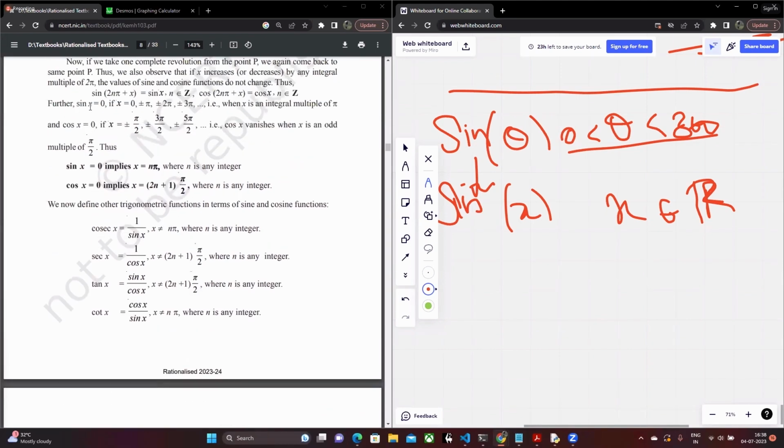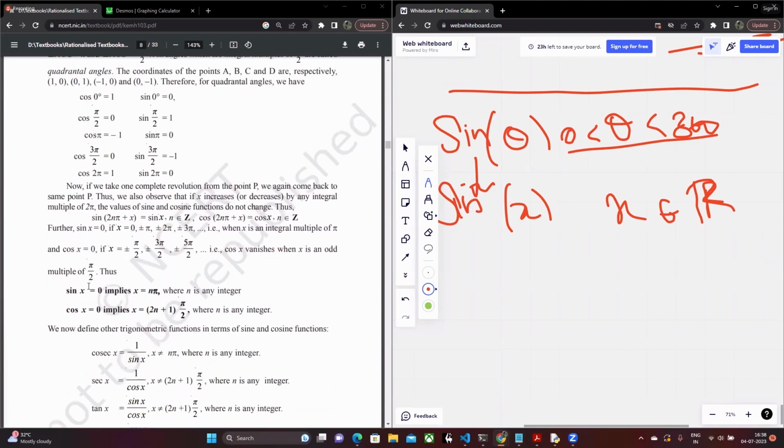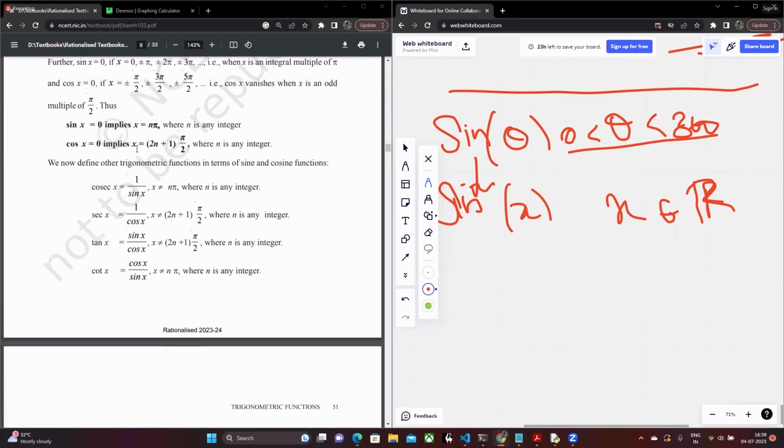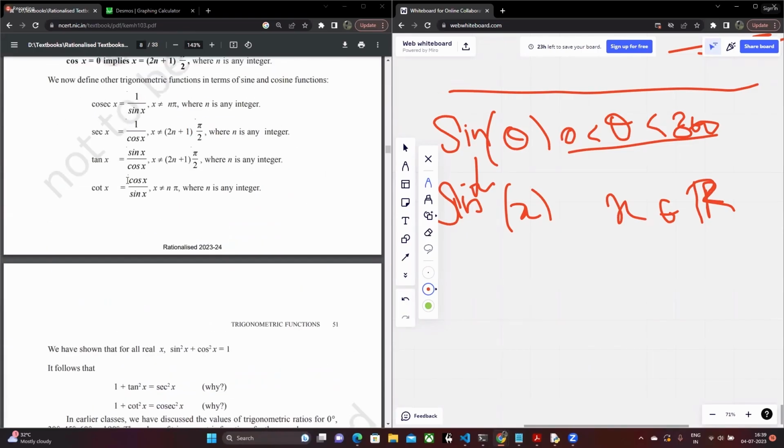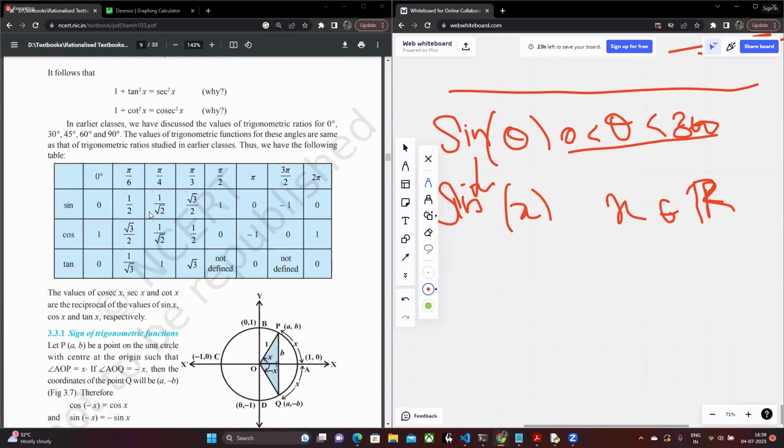So this is basically a solution of a trigonometric equation. Sin x equal to 0 implies that x is n pi, because sine of 2n pi plus x is sin x. And cos x equal to 0 implies that x is (2n plus 1) times pi by 2, which means that for cos x to be 0, x has to be an odd multiple of pi by 2. And the other functions, of course, cosecant, secant, tan, and cot.